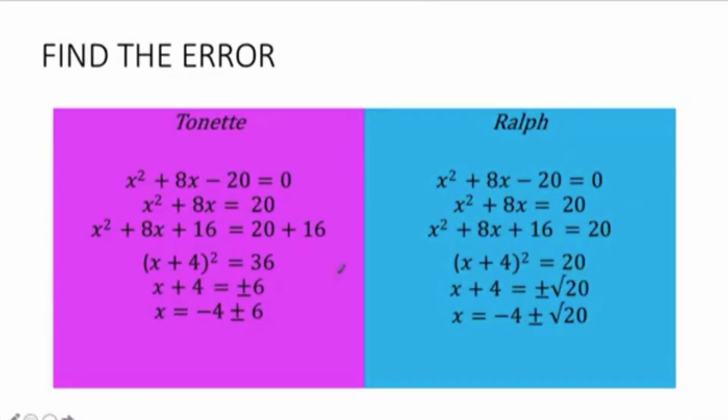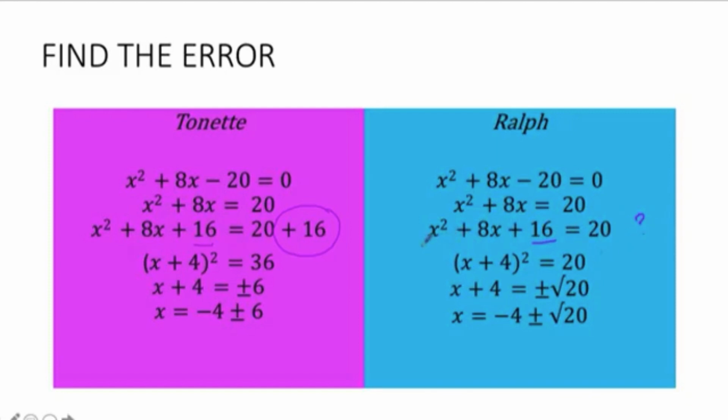Let's suppose we are given these two scenarios. One is solved by Tunette and another one is solved by Ralph. Where is the error? Tunette got this answer and Ralph got this answer. So who is correct? What's the main difference? First step, they're the same. Second step, they're the same, so no problem. In the third step, you have plus 16 here and also plus 16 here. And then at the right side, there is a plus 16 here, but that is missing in Ralph's answer.